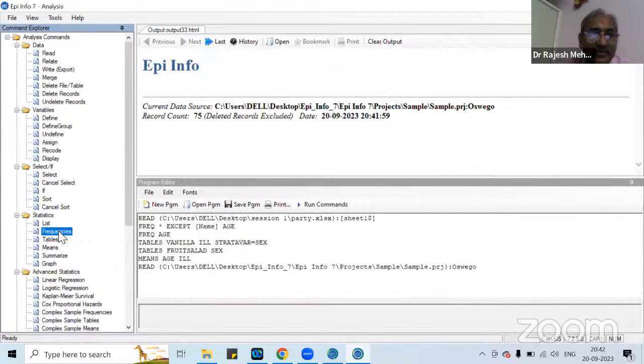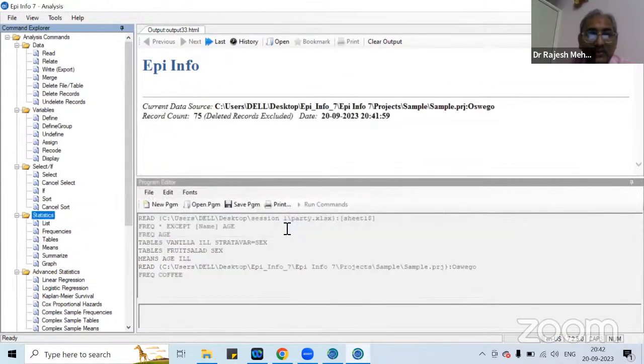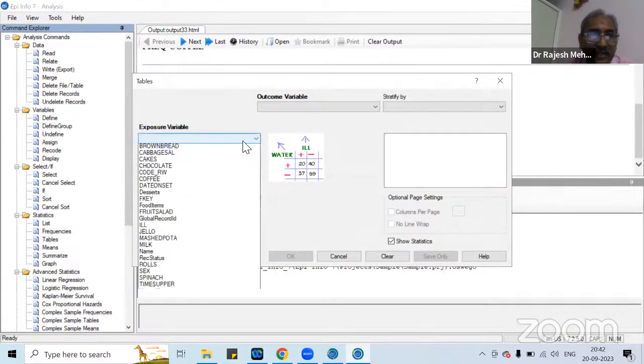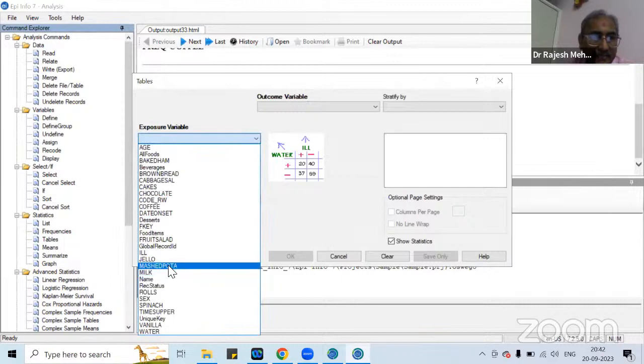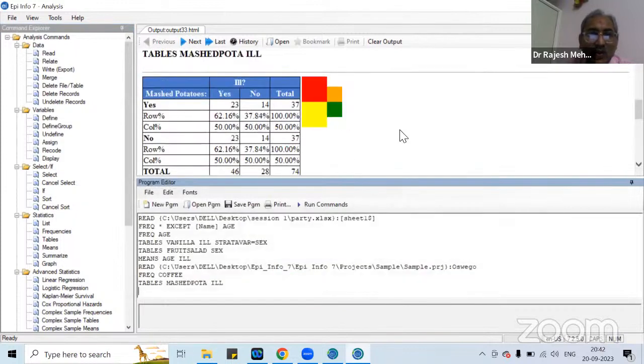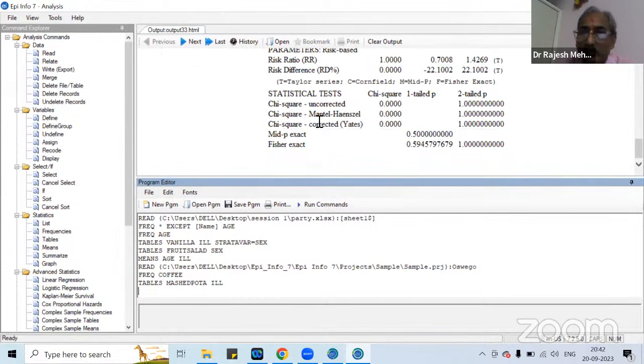So the next command is frequency. This time you take coffee. So all of you know how to use the frequency command. Next is tables. Here, let's say mashed potato versus illness. Or sometimes you find there are, let's say, 20 variables, 20 times 20 is 400, minus 20 is 380, divided by 2 is 190. If there are 20 variables, you can have 190 such tables. That also you can use.